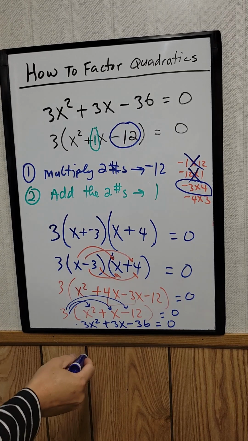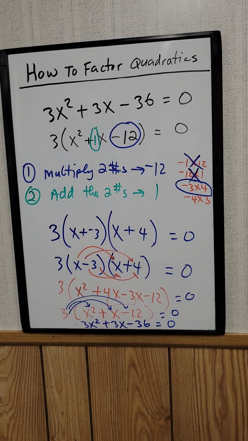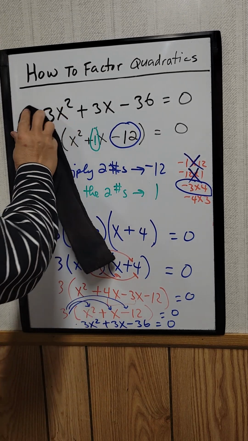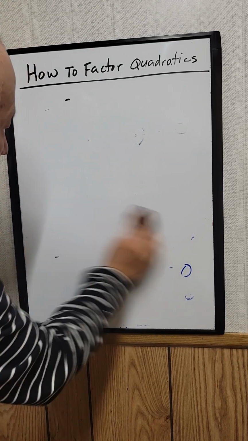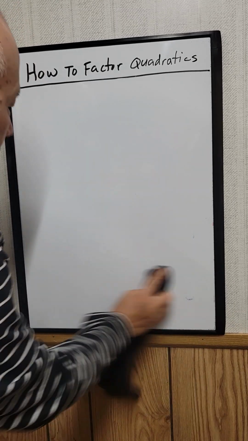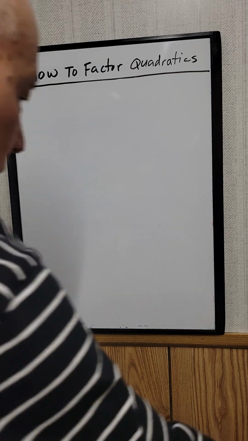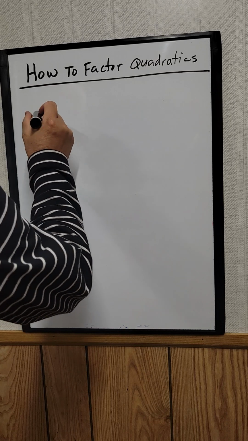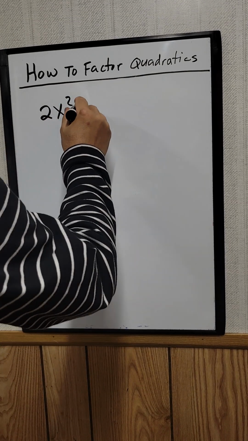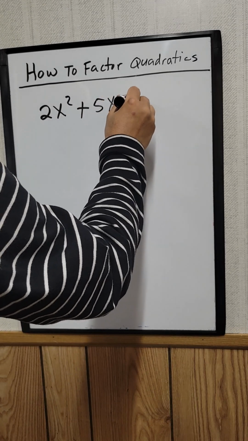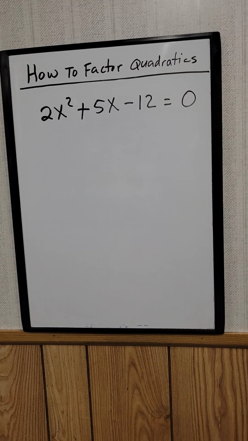So we get back the original quadratic equation. Okay, now let's do a harder one. It's getting harder and harder now. Let's do, alright, let's do this one. 2x squared plus 5x minus 12 is equal to 0. So how do you factor that?